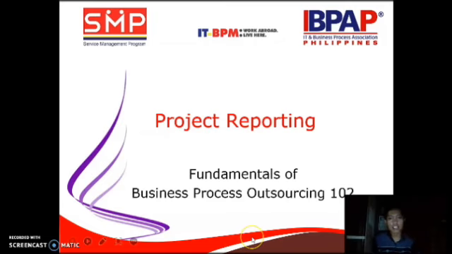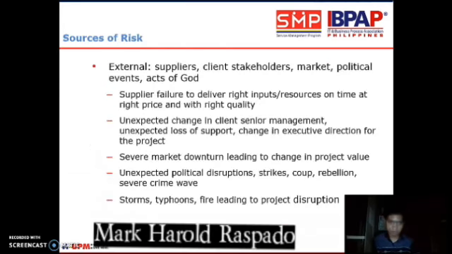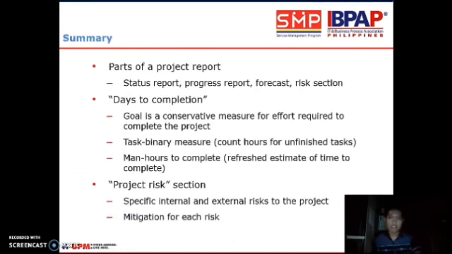Now let's tackle the summary of project reporting. Parts of project report. Status report. A status report is a document describing the situation of something such as a project at the present time. Progress report. A report about how much work has been done on something. Forecast. Forecasting refers to the process of using current and historic cost data to predict future costs.